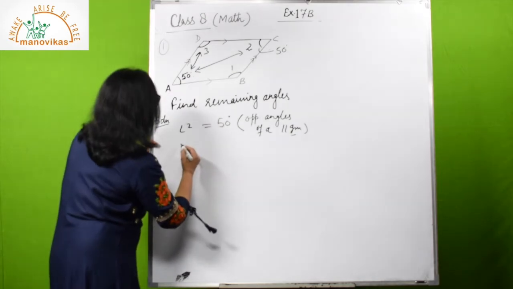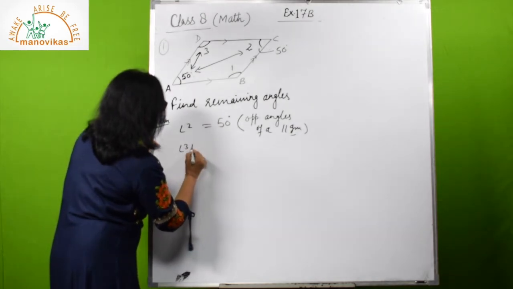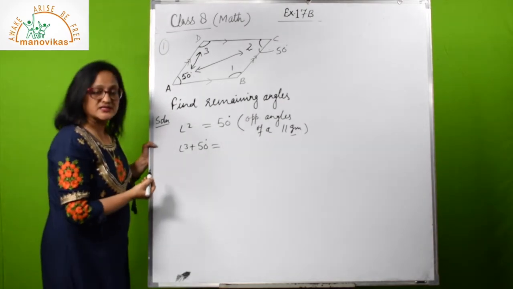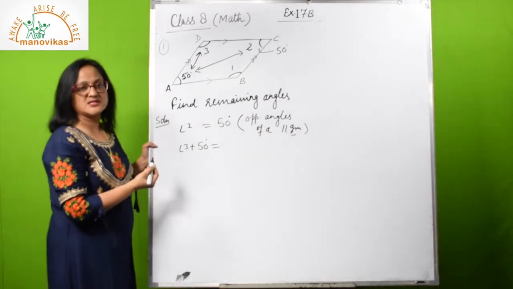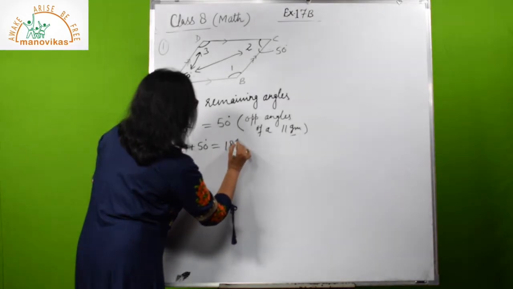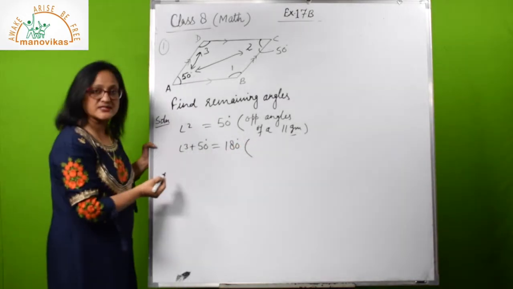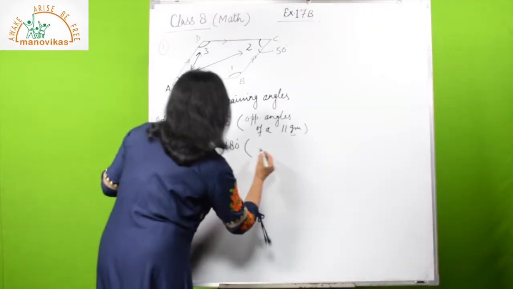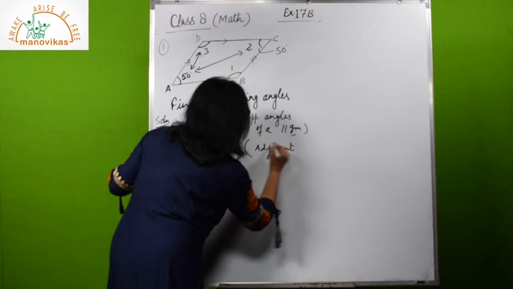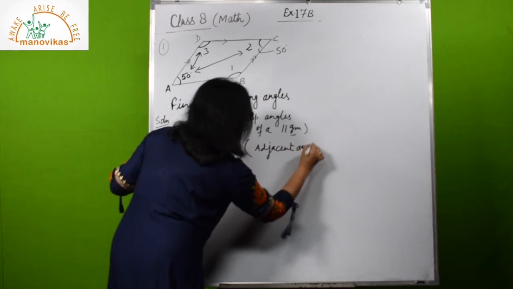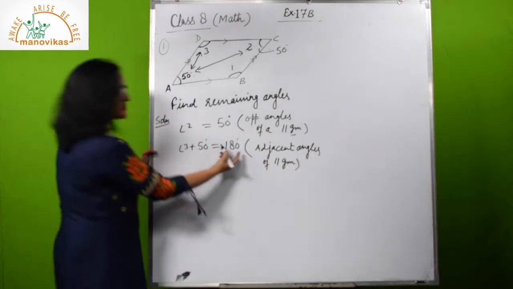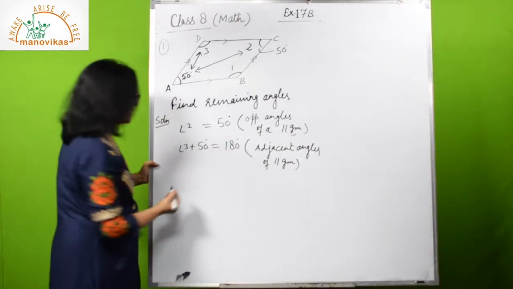So you can write angle 3 plus 50 degree. This is equal to, adjacent angles are supplementary and supplementary means sum is 180 degree. So this sum will be equal to 180 degree. Again, because we are using this result, we have to mention it. So you will write adjacent angles of a parallelogram. So adjacent angles are supplementary, that's why we have taken the sum as 180 degree.